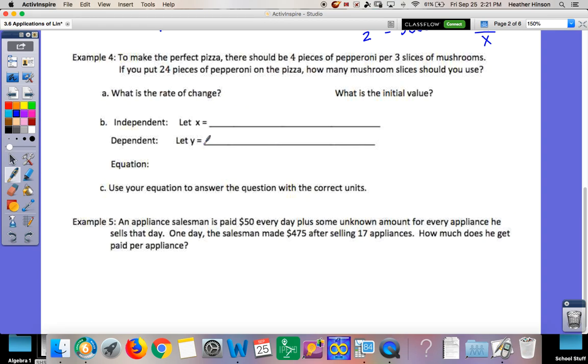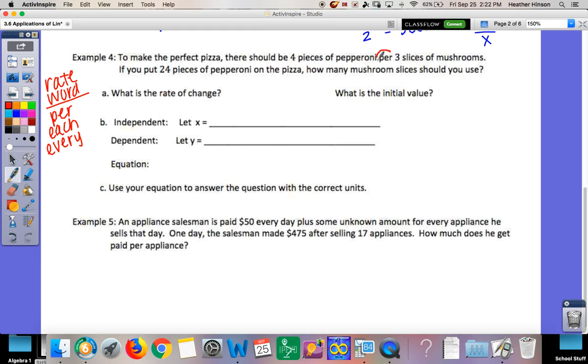Okay, example 4. To make the perfect pizza, there should be 4 pieces of pepperoni per 3 slices of mushrooms. If you put 24 pieces of pepperoni on the pizza, how many mushroom slices should you use? So we need to find the rate of change and the initial value. For the rate of change, always start by looking for a rate word: per, each, or every. If we can find that, we won't have to do any work. So where in the sentence does it say per, each, or every?